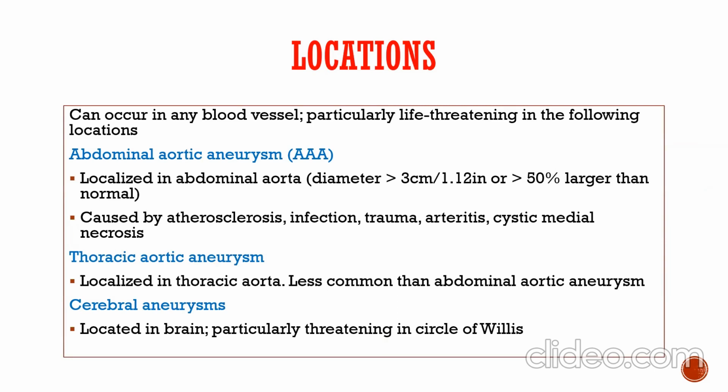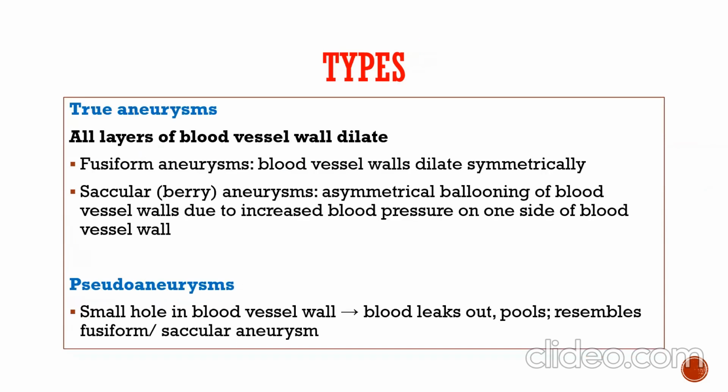Particularly life-threatening in the following locations: abdominal aortic aneurysm, abbreviation triple A, localized in the abdominal aorta, diameter more than 3 cm or more than 50% larger than normal, or caused by atherosclerosis, infection, trauma, arteritis, cystic medial necrosis. Thoracic aortic aneurysm, localized in the thoracic aorta, less common than abdominal aortic aneurysm. Cerebral aneurysm, located in the brain, particularly threatening in the circle of Willis.